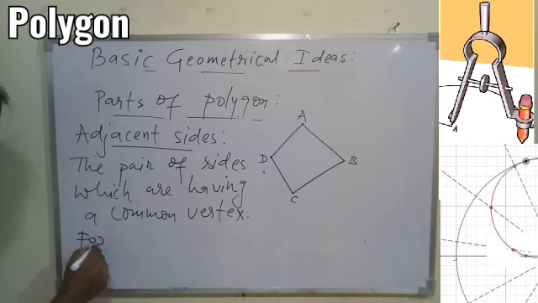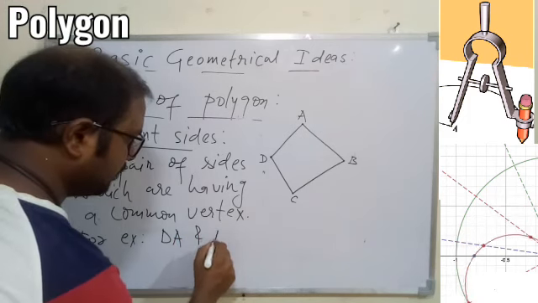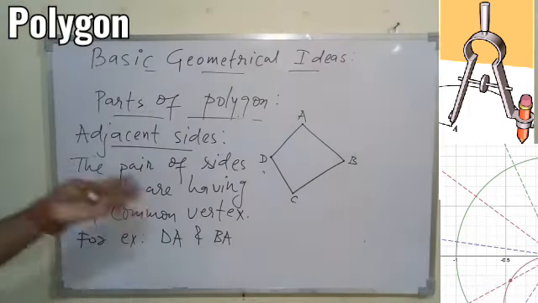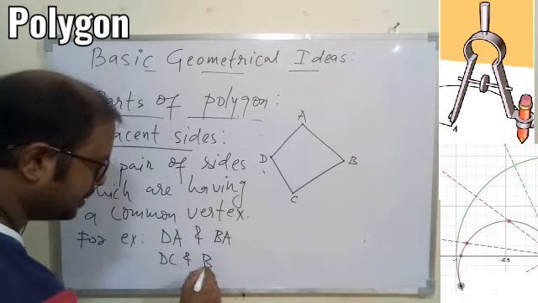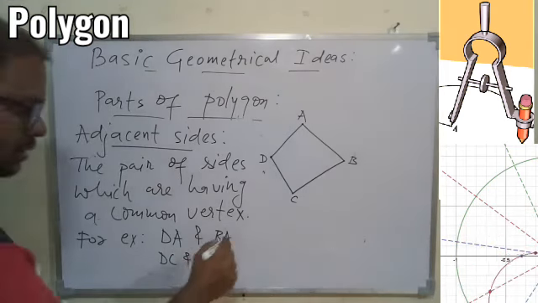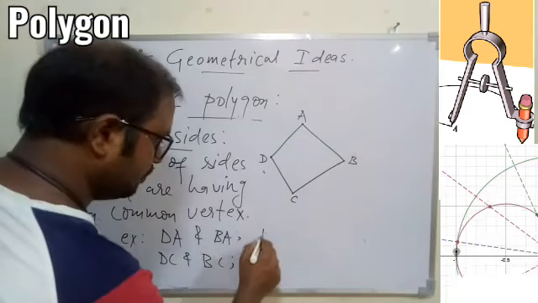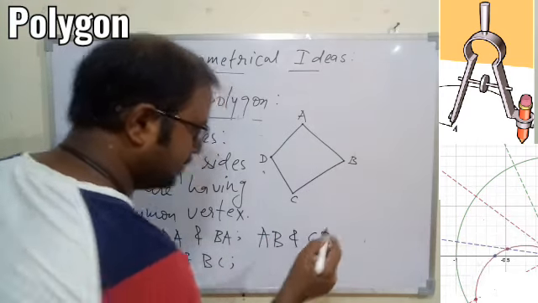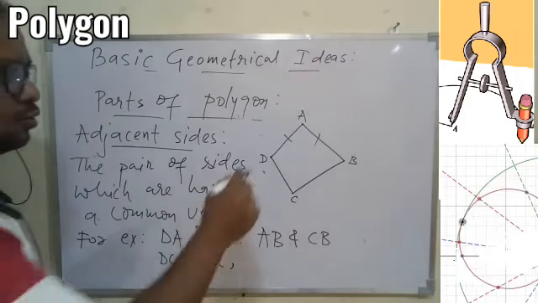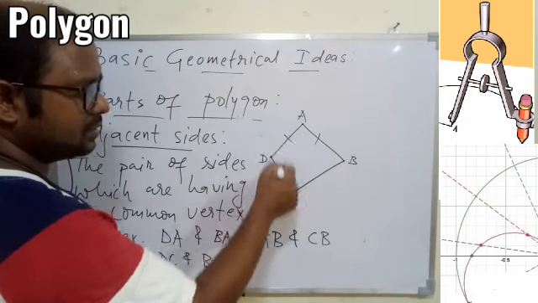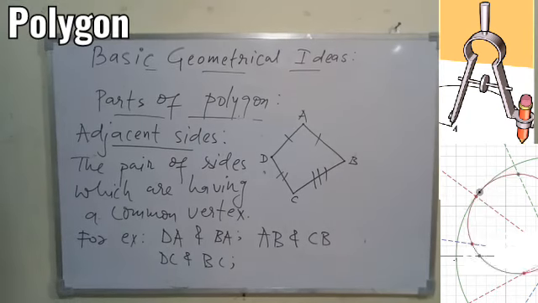So for example, we can say DA and BA. This is one adjacent pair of sides. Then we can have DC and BC. That is the second example. These examples are different, so don't be confused. We can have AB and CB also. I hope you understood. Whatever you see next to each other, these two are adjacent sides. So I hope you understood the meaning of adjacent sides.